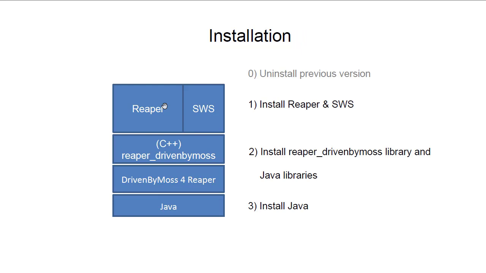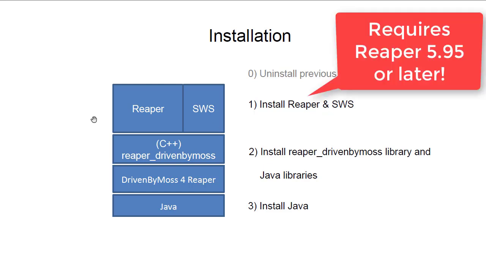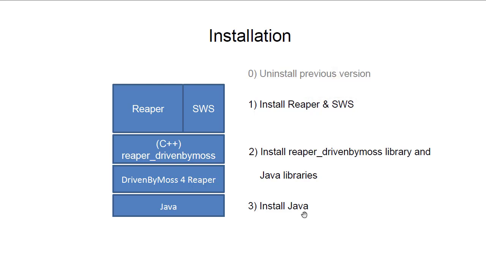So what do you need to install the extension? It's also much simpler now than in the previous version. And if you have installed the previous version, we will look into uninstalling that first. Then you need to install Reaper SWS, which I guess you already have. And then you just need to install some libraries and Java, which I guess you also have already done if you have the previous version installed. So basically you only need to drop in the new library files and that's it. So, looking into how to do that.